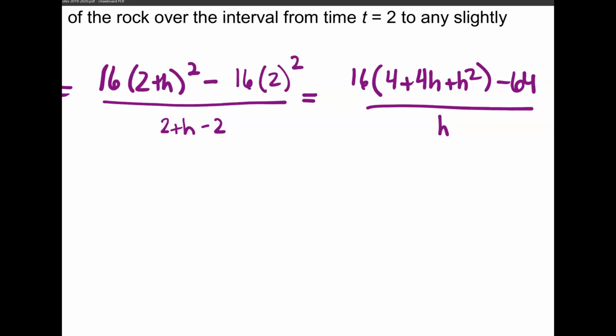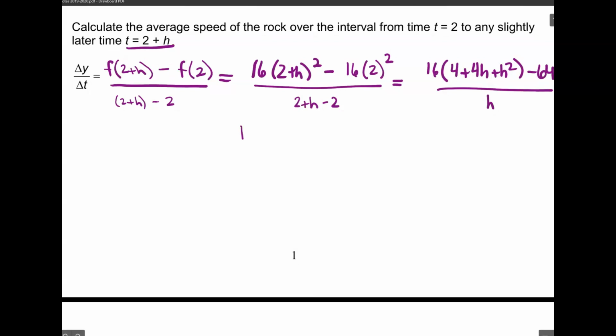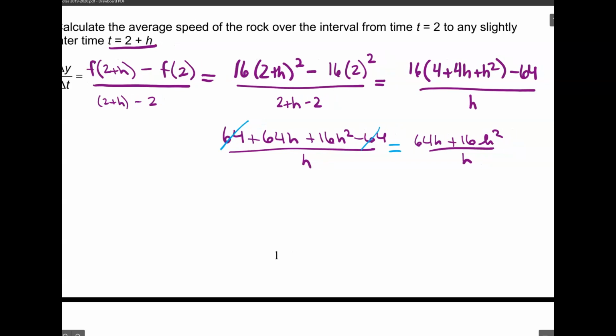So, Pre-Calc. Now let's distribute the 16 out. Let's see if anything magically disappears. Distribute the 16. So I'm distributing the 16, and I have 64 plus 64h plus 16h squared minus 64, all over h. Okay, so we see the 64s go away. I have 64h plus 16h squared all over h. Oh, I kind of remember this now.